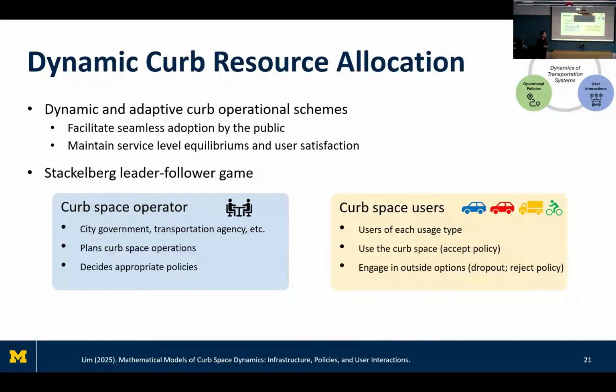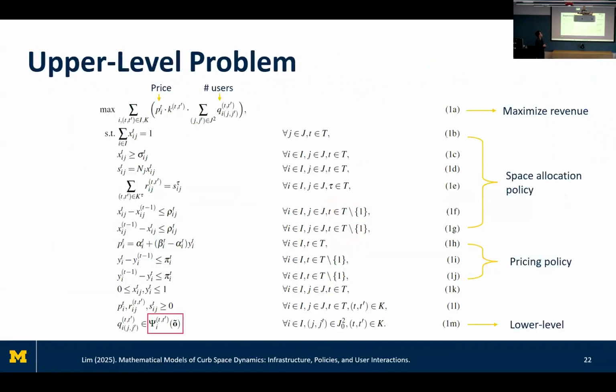So I modeled this relationship with a Stackelberg leader-follower game, where the game leader will decide on the operational policies to boost their revenue or utility. And for the users, we can divide them into different types of users, and then we model their strategic behaviors, whether they will accept the policy, or reject the policy and drop out from the system. I translate this scheme into a bi-level nonlinear programming as follows.